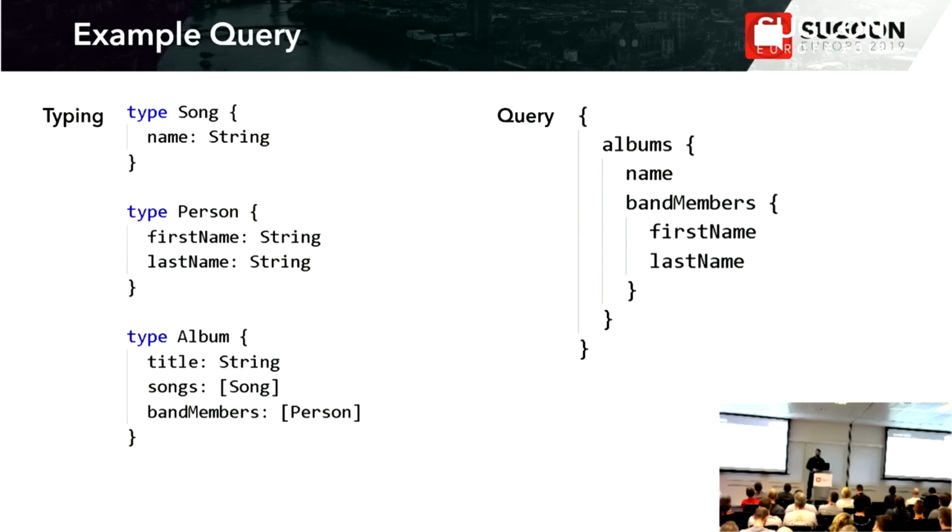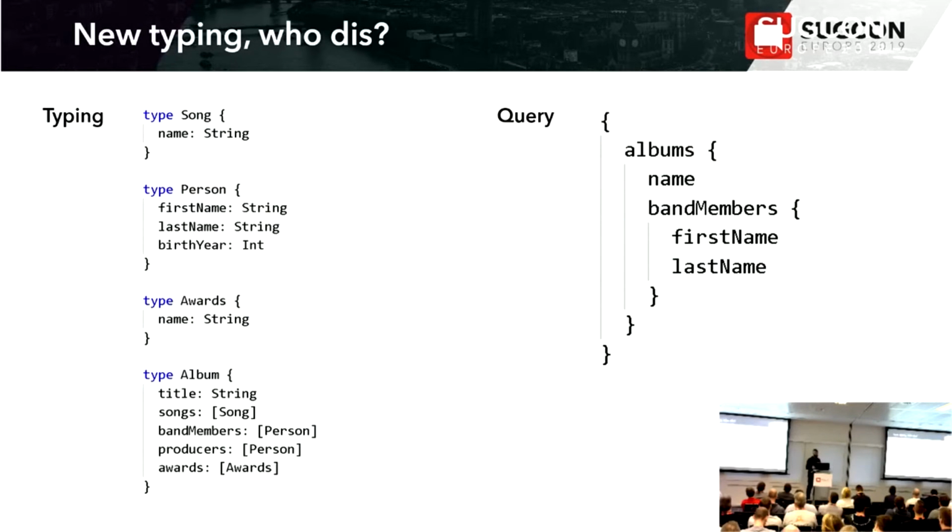When we go to make a change, maybe we want to add new functionality to this endpoint. We want to add support for producers associated with this album, or awards or something like that. This old query is just going to continue to work, like your SQL query would. You're not going to break this query because you're adding new fields. So it really eliminates the need to version APIs like we have in the past.